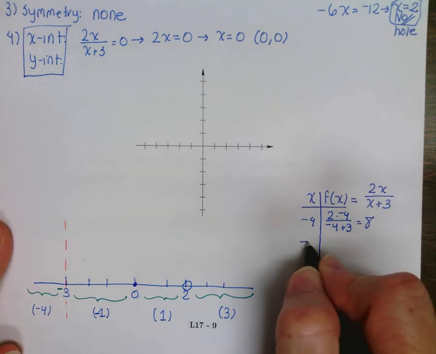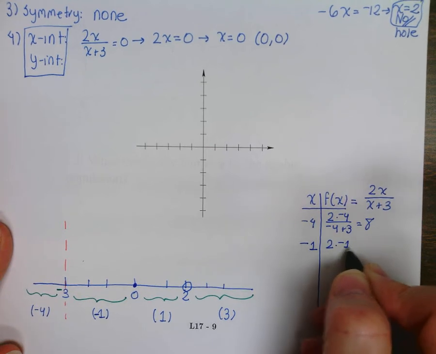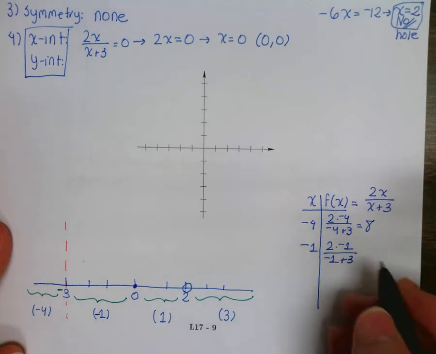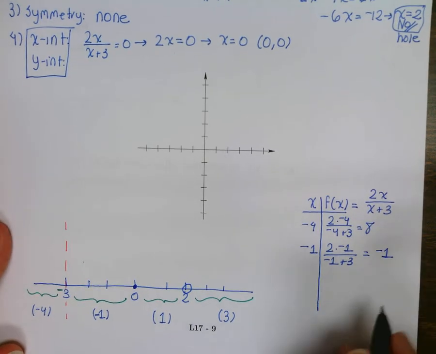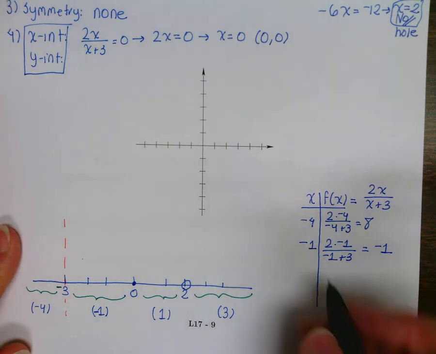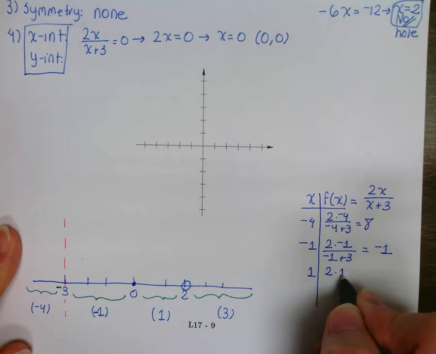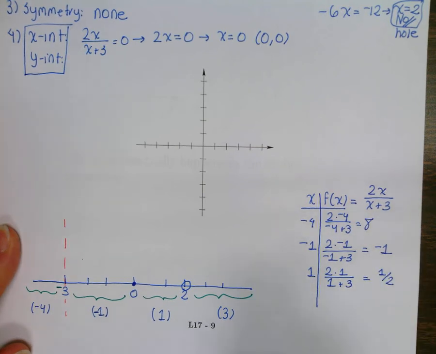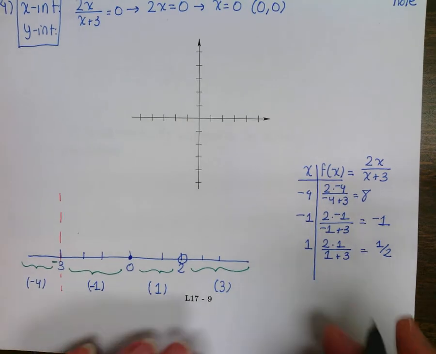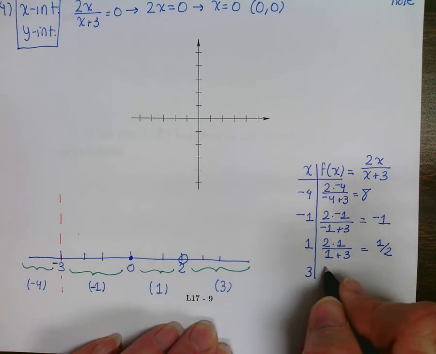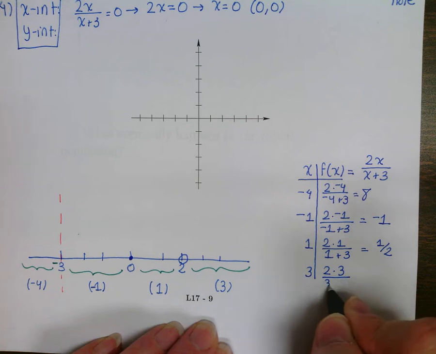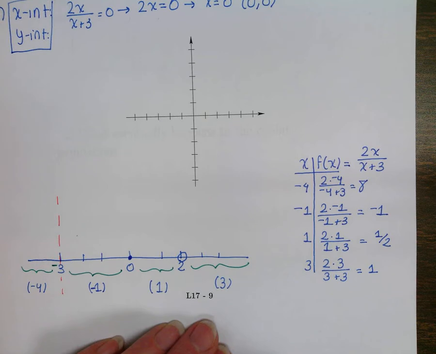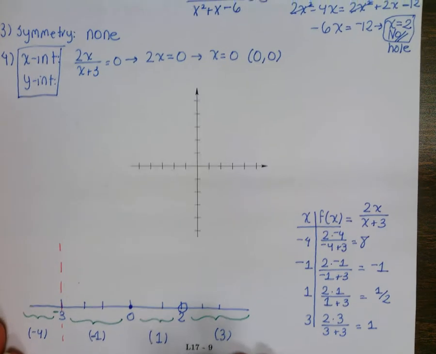If x is negative 1, it's 2 times negative 1 over negative 1 plus 3. It's negative 2 over 2, so it's negative 1. f of 1 is 2 times 1 over 1 plus 3, which is 1/2. And then finally, f of 3 is 2 times 3 over 3 plus 3, which is 6 over 6, or 1. Okay, now let's graph it.